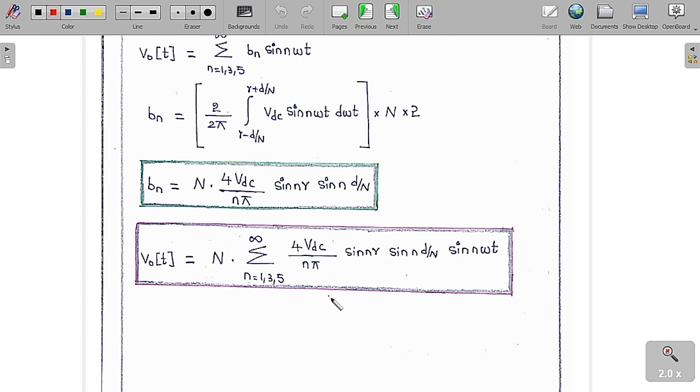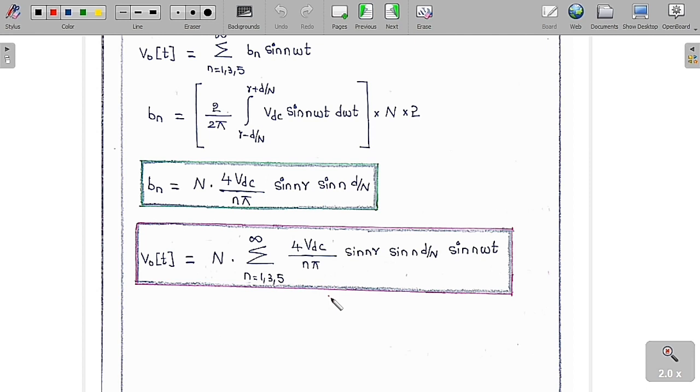You have to remember, whenever a signal satisfies half-wave symmetry and is also an odd signal, then A0 is equal to 0 and Am is equal to 0. Only odd harmonics are going to be present in Bn. So only sine terms are going to be present, which are purely odd. Therefore V0(t) = N Σ (n = 1, 3, 5 up to infinity) (4 VDC / nπ) sin(nγ) sin(nd/N) sin(nωt).